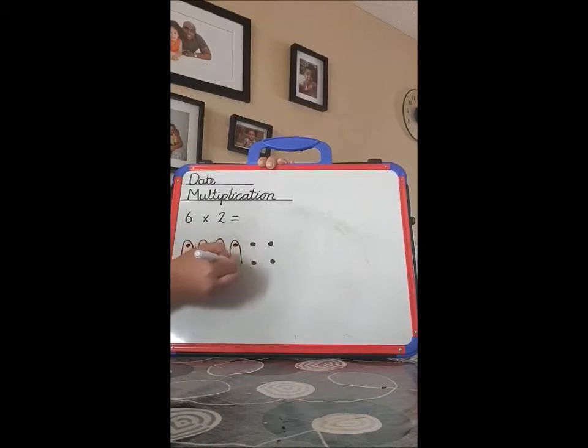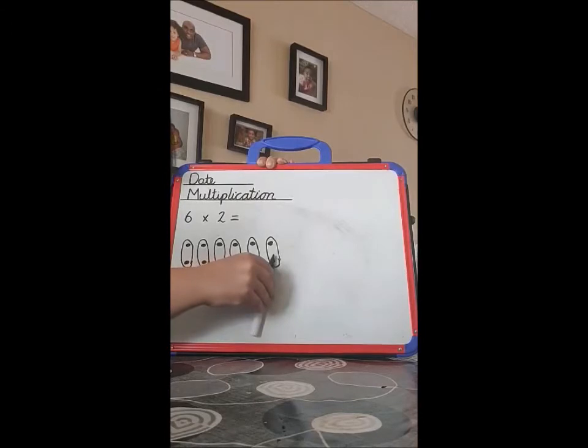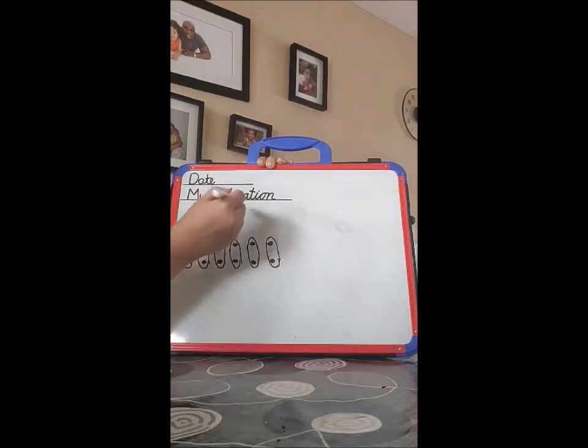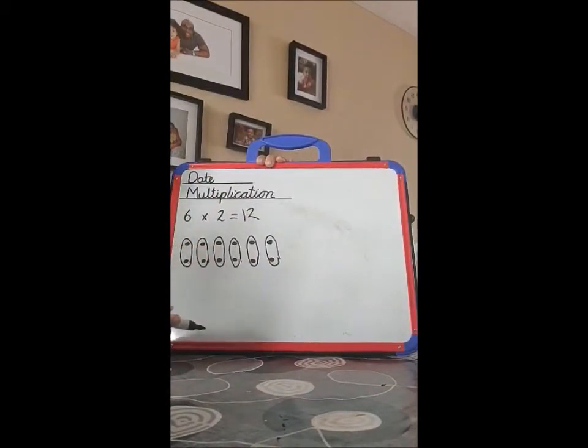And because I can count in 2s, because I've learnt my song and I've done lots of practicing of counting in 2s, I can then go 2, 4, 6, 8, 10, 12. I know the answer is 12. Now, I haven't set these out like this by accident. This is what we call an array.